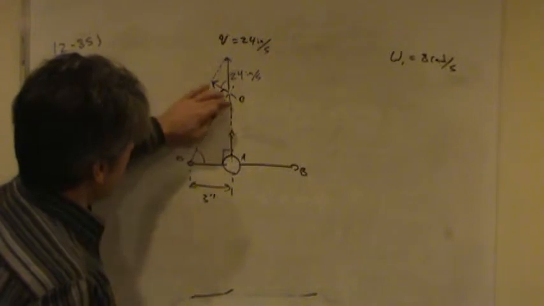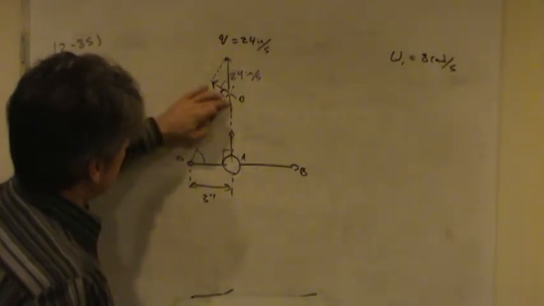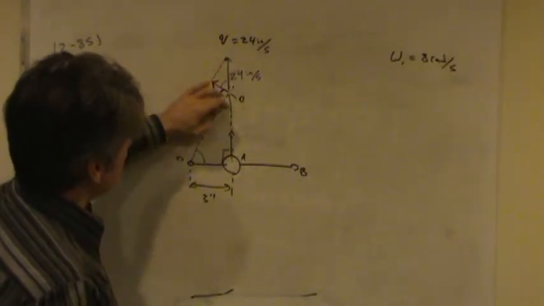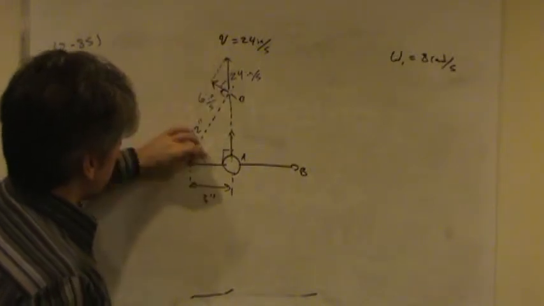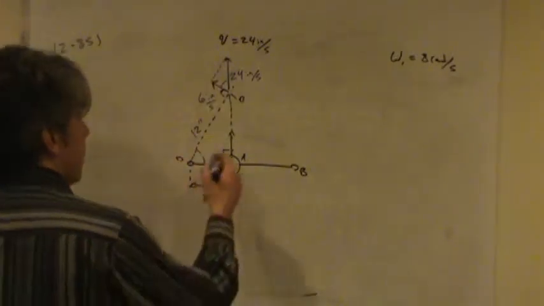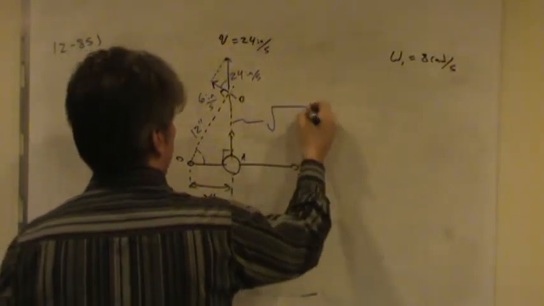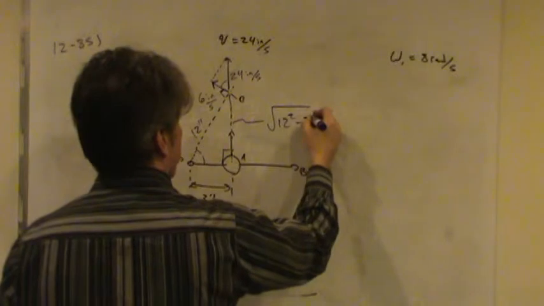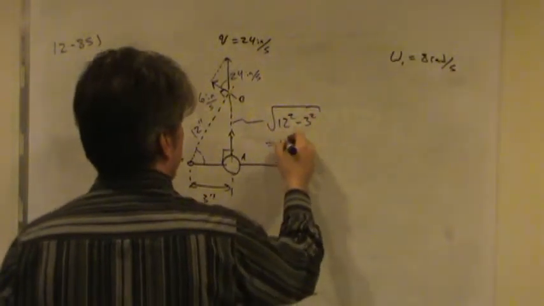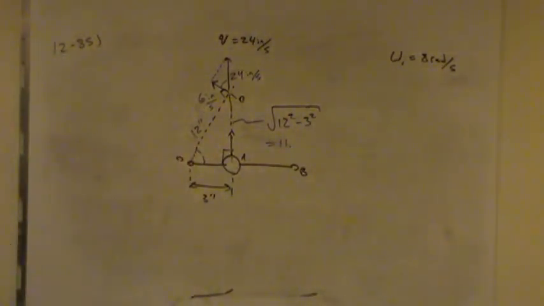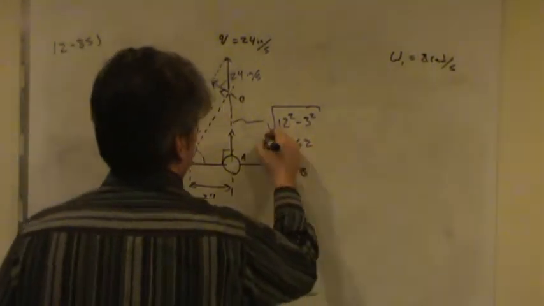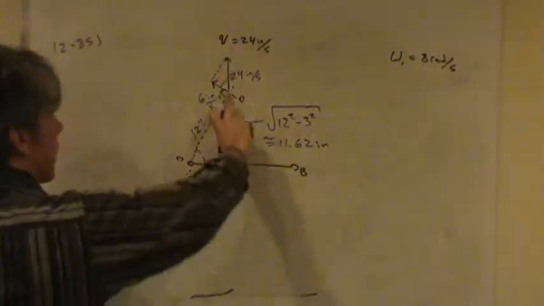These two have to sum to 90, right? And so these two have to sum to 90 as well. Therefore, this angle is equal to this angle. Now, if you go through the geometry and calculate the length of this side, you take the square root of 12 squared less 3 squared by Pythagoras, and you get 11 point some odd, I've got it on my calculation sheet here, 11.62 or so inches. Okay, so that's the length of this side.